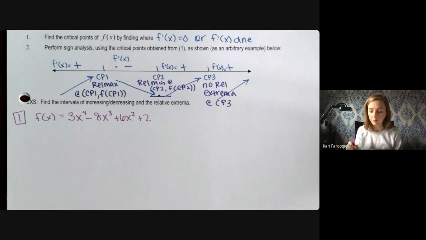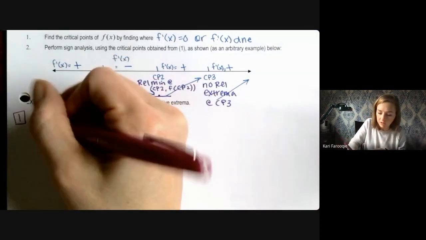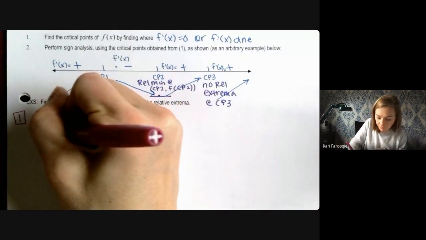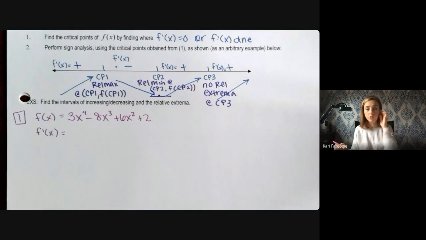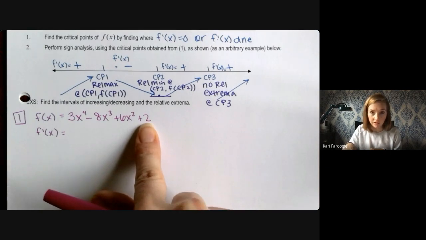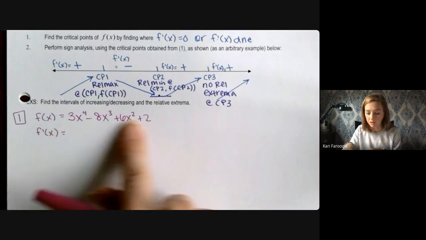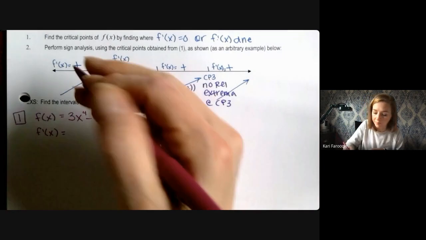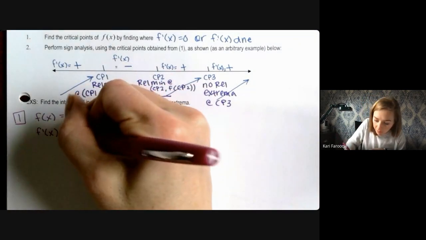Anyway, I just gave you a polynomial function. In order to talk about intervals where the function's increasing or decreasing, or to find any relative extrema, the first thing I need to do is find critical points. So if I'm going to be finding critical points, I need to take the derivative. I'm going to find where the derivative either equals 0 or does not exist. Now, this is a polynomial function, so we're not going to get any derivative-does-not-exist stuff happening here. Polynomials are smooth continuous curves. But let's go ahead and take this derivative.